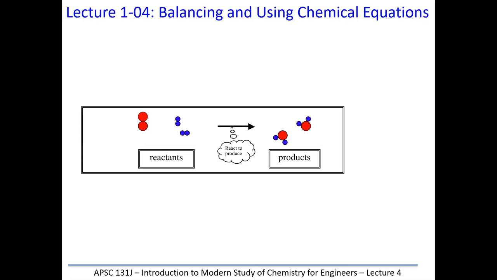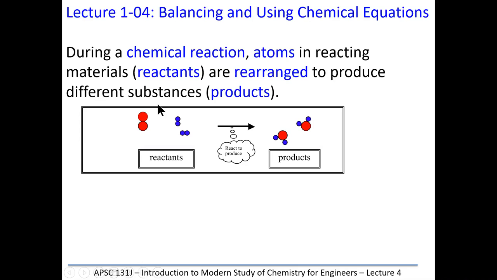A couple of different techniques for balancing equations. You can see the representation here of reactants combining, making products. This could very well represent a reaction involving hydrogen and oxygen. And you can see the particles, the molecules. And we always, in chemical reactions, combine reactants into products.